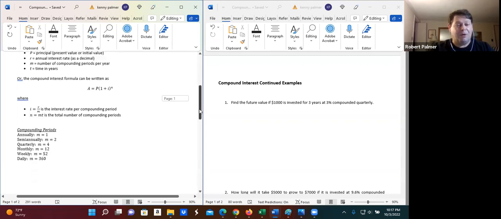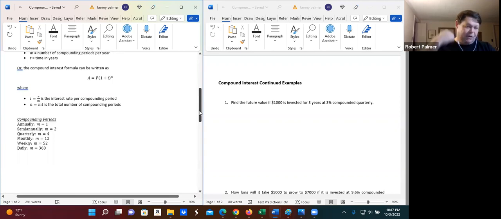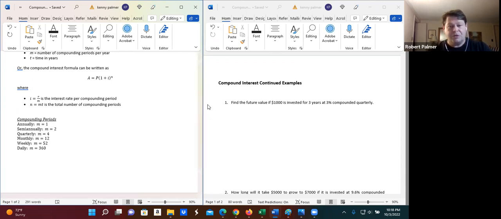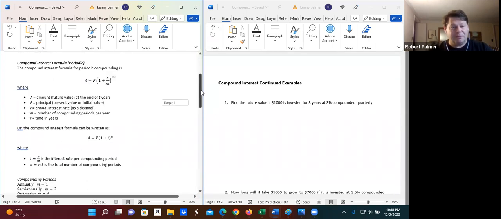Now, for the number of compounding periods, if you see annually, that means it's once. Semi-annually is twice a year. Quarterly is 4 times a year. Monthly, as you expect, is 12 times per year. Weekly is 52 times per year. And daily, for many banks, is used as 360 times a year. So that's also what we'll be using for this. So first, let's take a look at a few examples with this formula written this way.